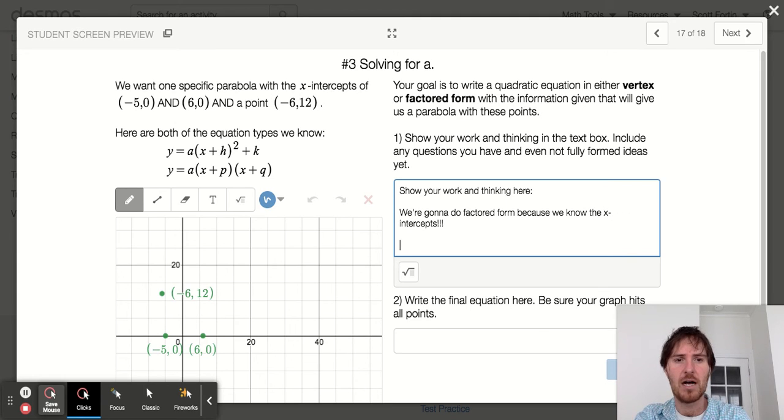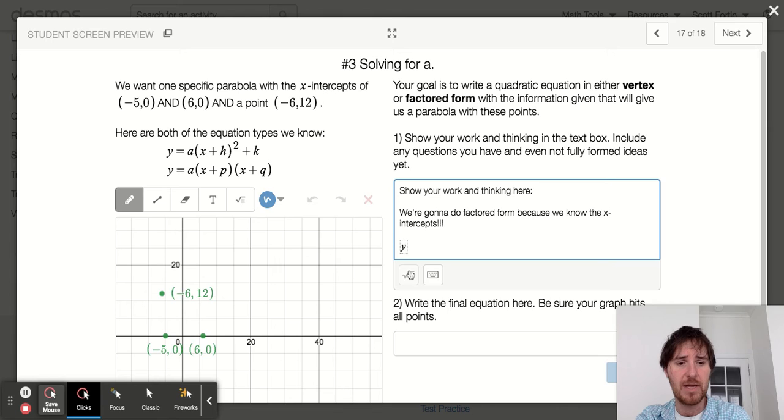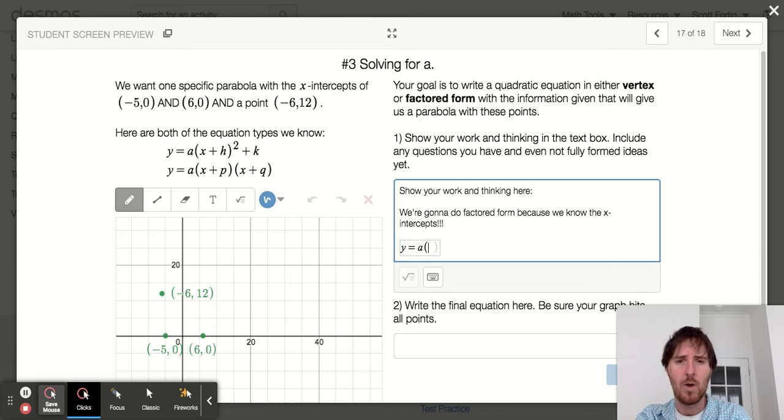Okay, so let's just do all the work together here. And we know a point on the graph here. So to start it up, factored form is what we're going to commit to. We're going to use that to solve for A. Y equals A times (x plus P) times (x plus Q), okay?